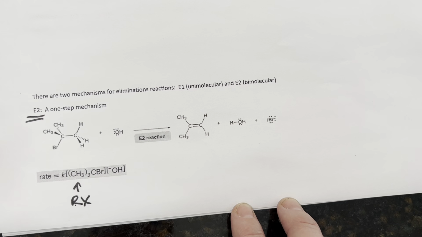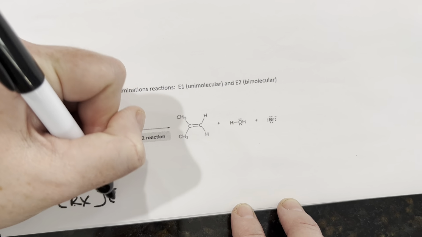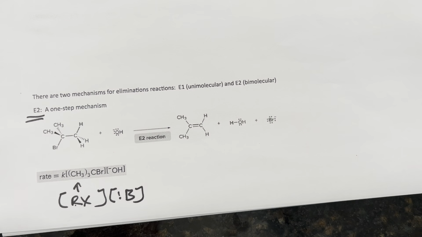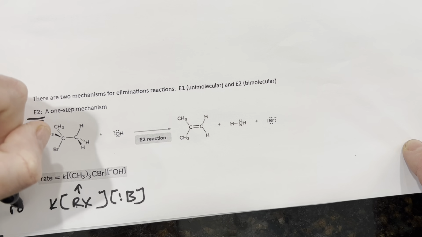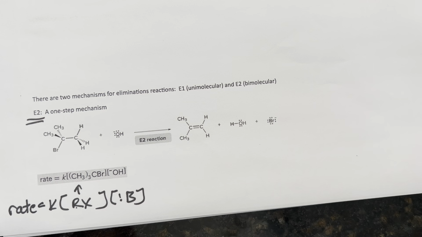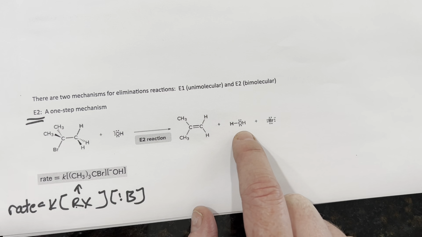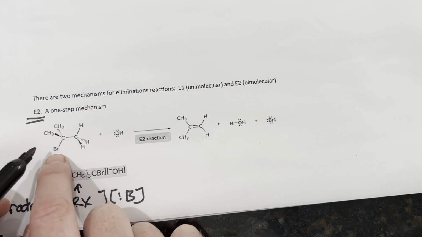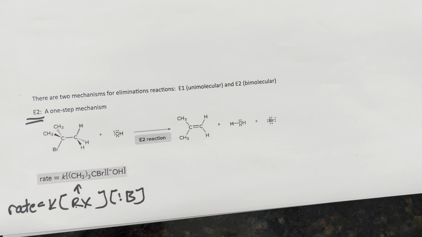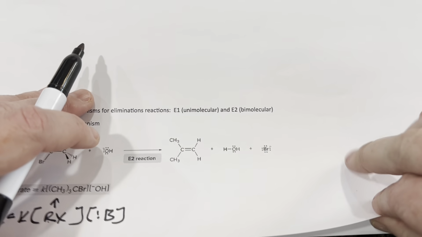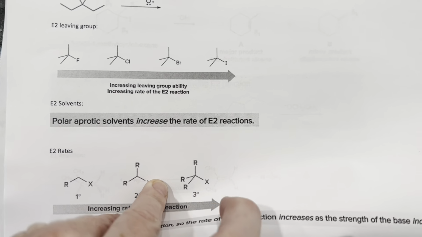Oftentimes we would just call that an RX, and B for base. So okay, again, what's going to happen? The base takes a proton, so it did right here, and the bromine is going to come off, and we end up with a double bond between where there's two things to work. All right, so let's practice doing one.